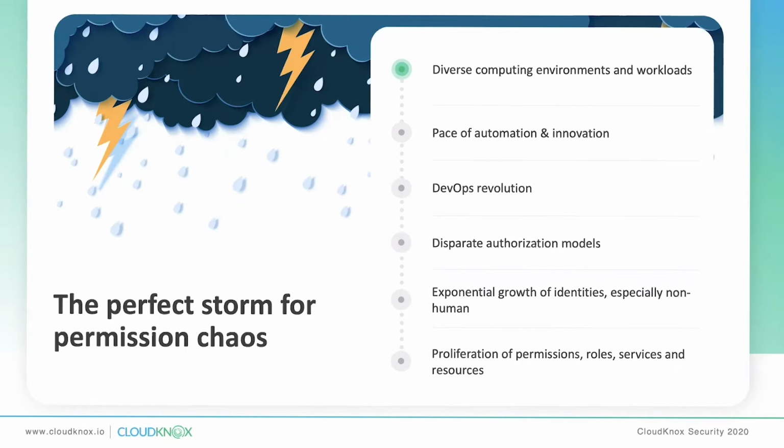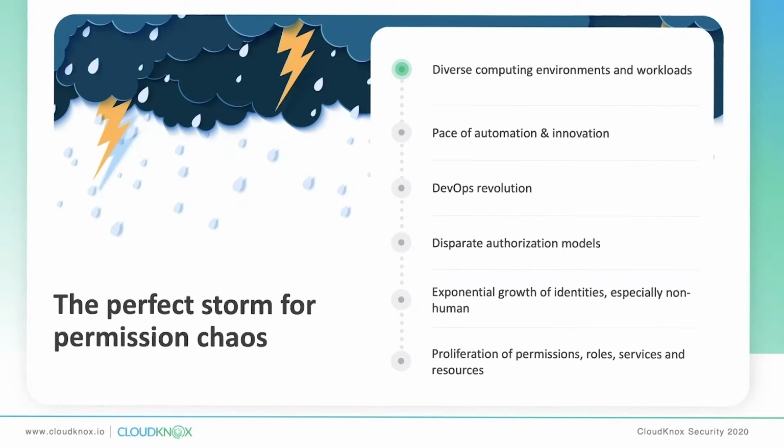When I talk about permissions misuse, I'm talking about both accidental, which is actually 80% of the time, accidental misuse of permissions that cause problems, and the other 20%, which is intentional, with malicious intent. And it's happening at the hands of a growing number of both human and non-human identities. At CloudKnox, we like to refer to this as permission chaos.